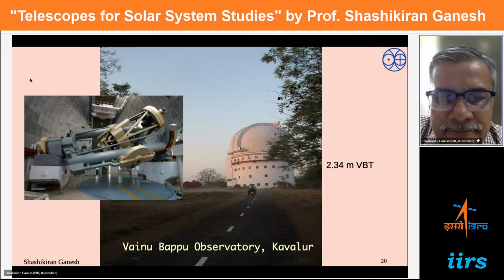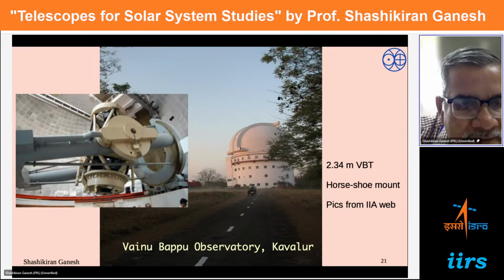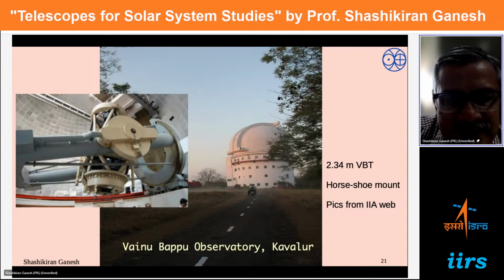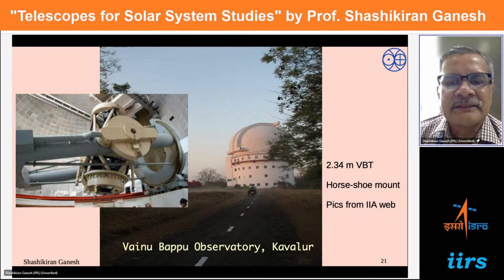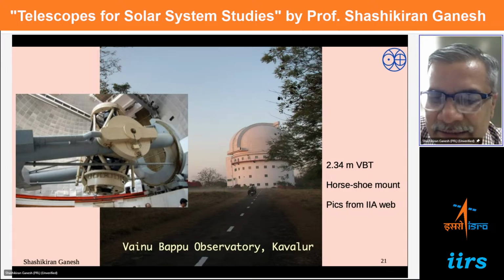It's on a horseshoe mount. The 2.34 meter mirror is sitting here in this chamber, and it can be pointed to any part of the sky by rotating it on this axis as well as on this axis. And this axis is supported on one end by this horseshoe shape cradle, which allows uniquely this telescope to point even at the North Pole, which is not always very feasible in other telescopes of the equatorial mount kind.